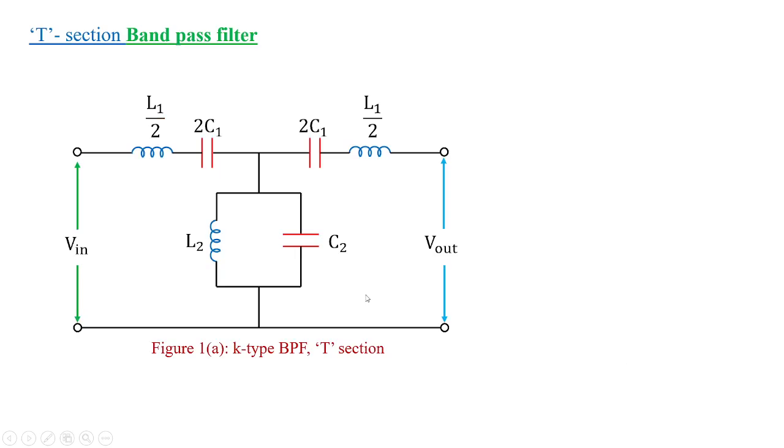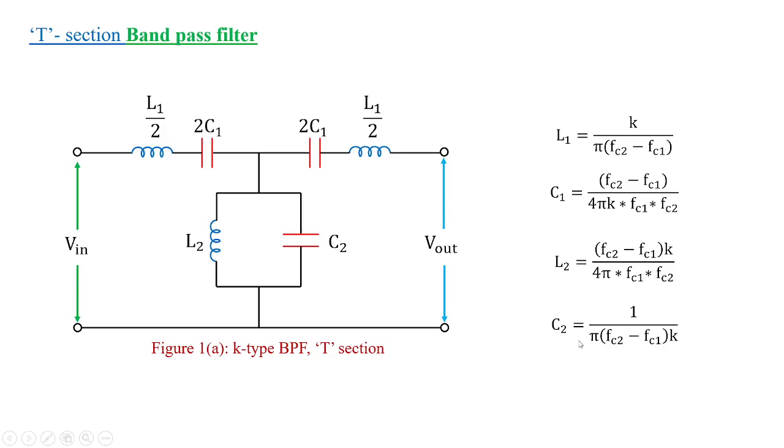So what are the design parameters? L1, C1, L2 and C2 are given by L1 equal to K by pi times (FC2 minus FC1), that is, the upper cutoff frequency minus the lower cutoff frequency. Then you have C1 equal to (FC2 minus FC1) by 4 pi K multiplied with FC1 and FC2. Similarly, you have the formulas for L2 and C2. We will get the actual derivations of all these parameters, that is L1, C1, L2 and C2, in a later section. First, we try to understand how we are going to design the actual circuit.